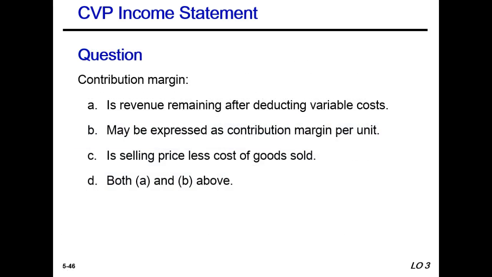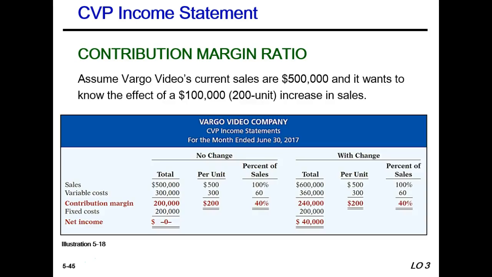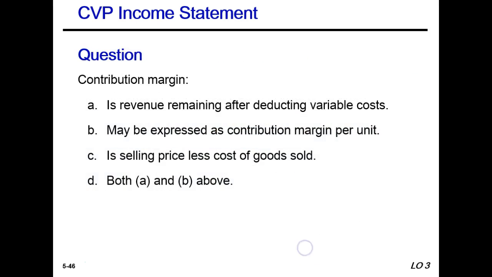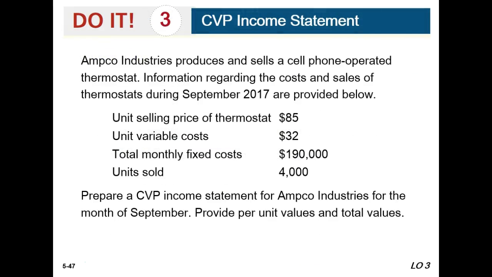Contribution margin is revenue remaining after deducting variable costs. May be expressed as contribution margin per unit. Is selling price less cost of goods sold, or D, both A and B above? Yes, A and B above.